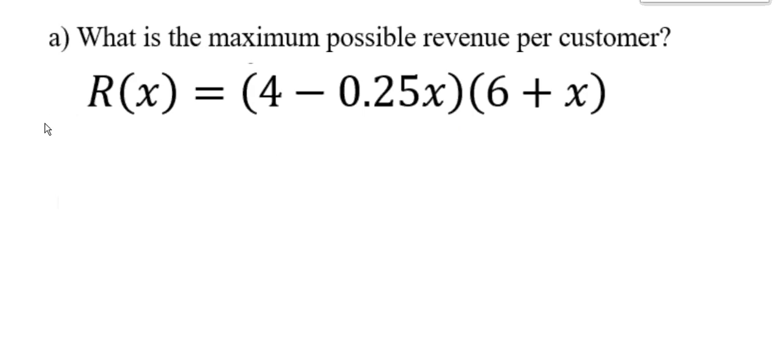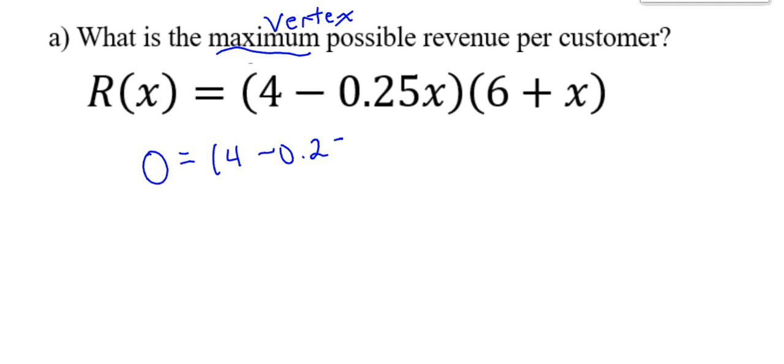What is the maximum possible revenue per customer? So remember that maximum means we want the vertex, and because we have a factored form equation, we're going to find the roots to find the vertex. So to find the roots, I let y equals 0. Now it's not y, it's rx, but it's where the y would be in an algebra question. But if the revenue was 0, I would be finding my x-intercepts, which are the roots.